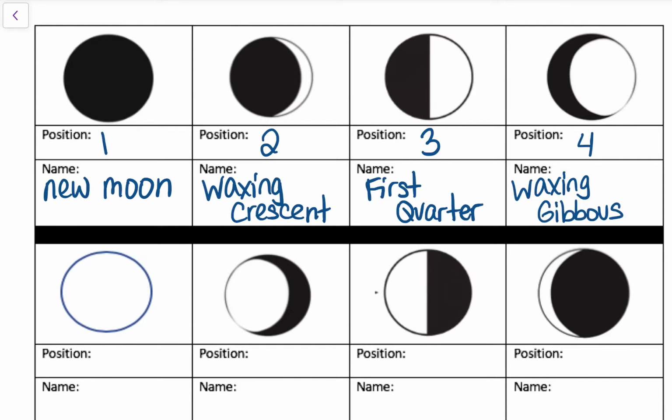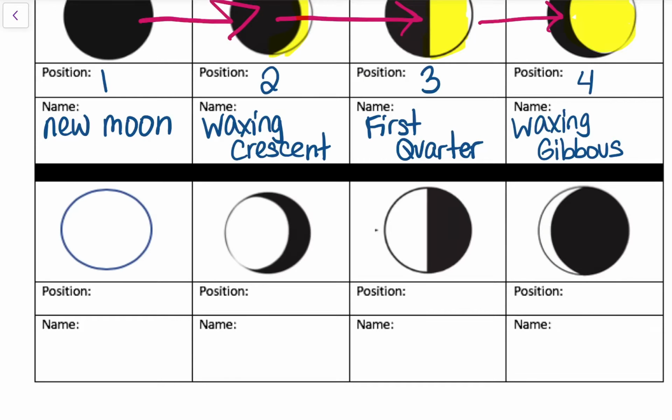So what I want you to notice is that as we move from position 1 to position 2 to position 3 and to position 4, whenever the light is getting bigger, the light is always on the right side. The light is on the right side, and the light is getting bigger and bigger and bigger on the right side. Eventually, the light gets so big that the entire moon is lit up.